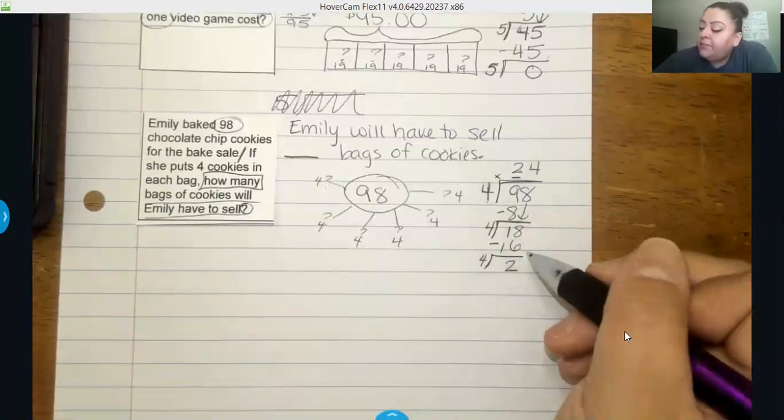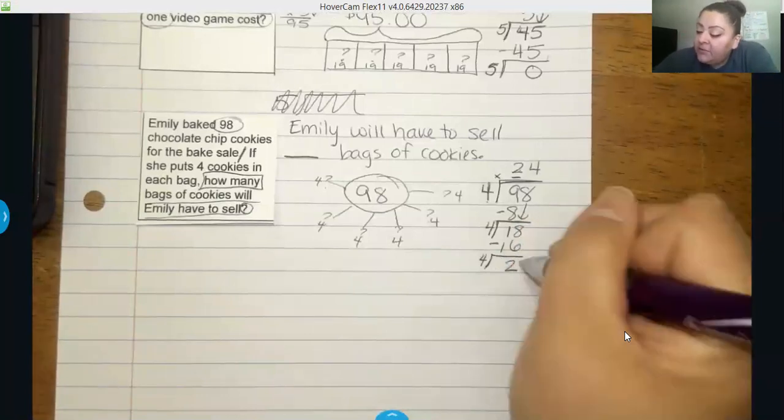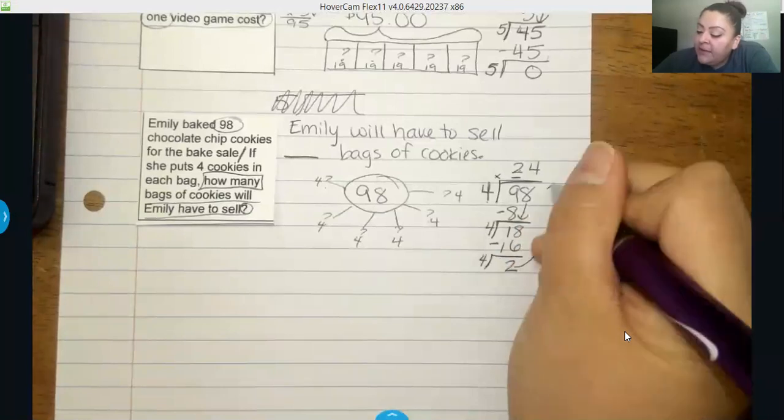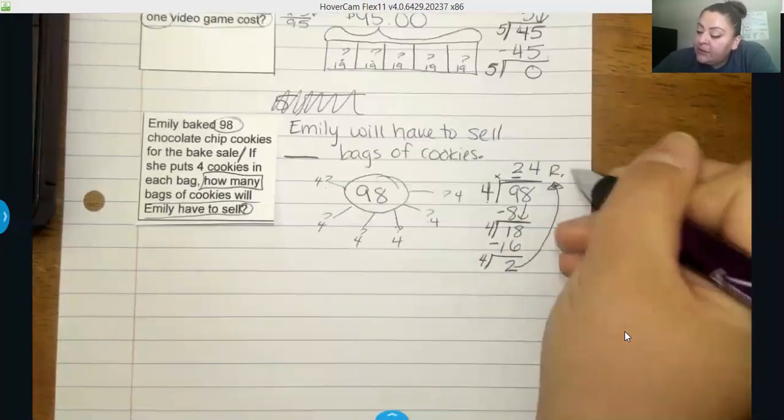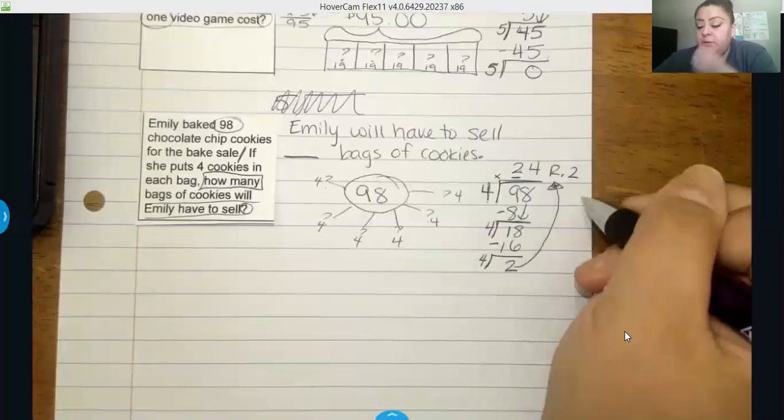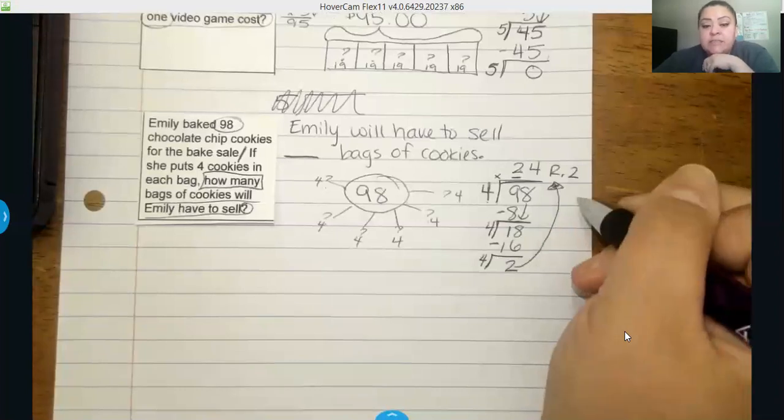So I'm going to look up. There's nothing else there, so that means this is left over, and my remainder is 2. Okay, so let's check our work to see if that's correct. I'm going to come back over here.